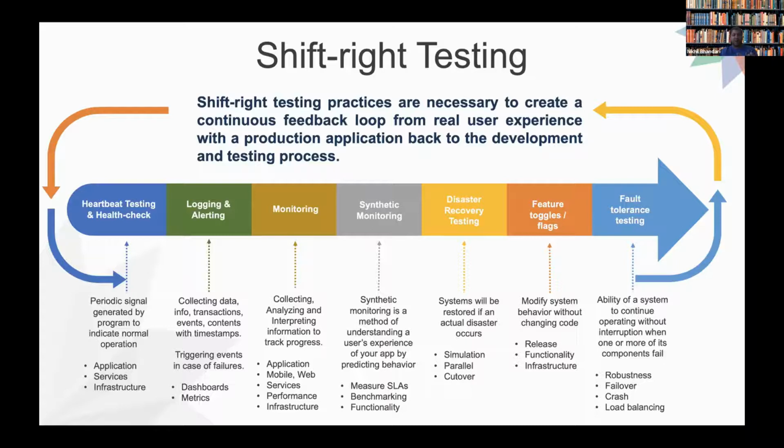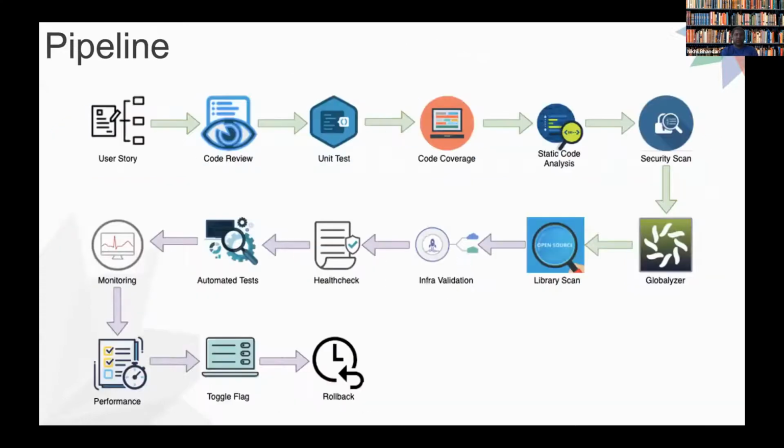Does it fail over? Is it robust enough? It handles everything. Does it crash? And it needs to take care of all the components. If one of the components goes down, does it gracefully exit? Does it give you enough information about that? So this is mostly around the shift right testing.